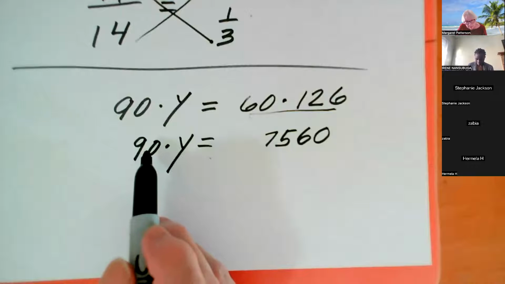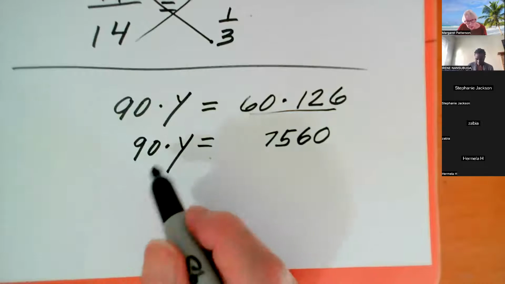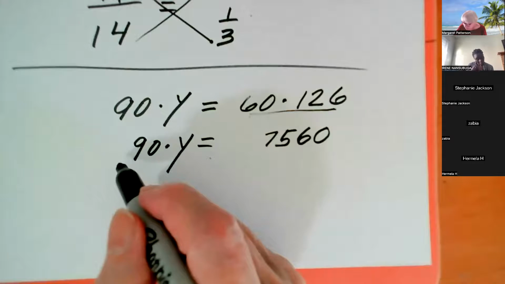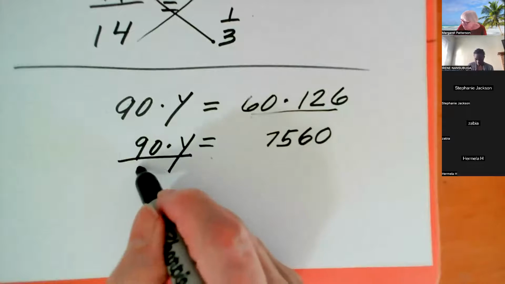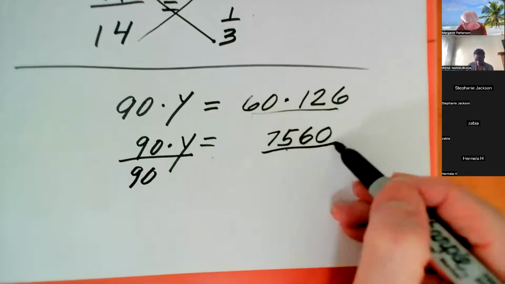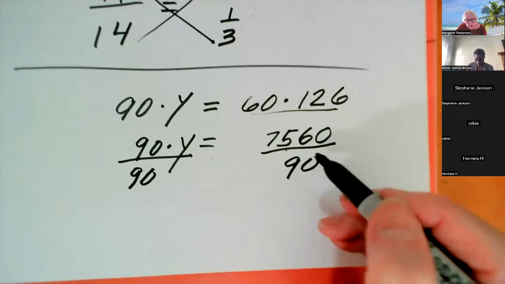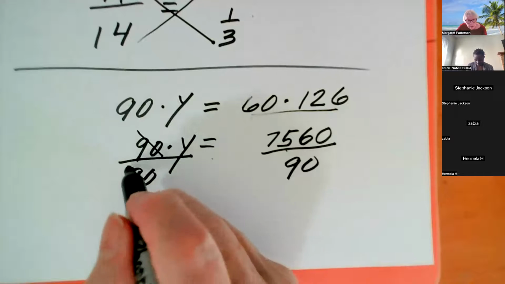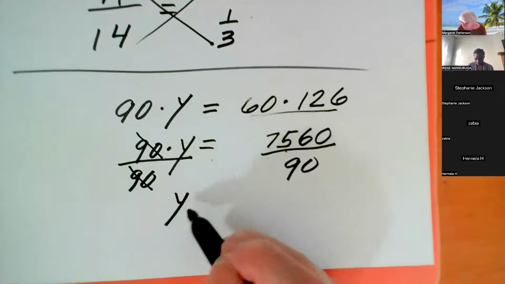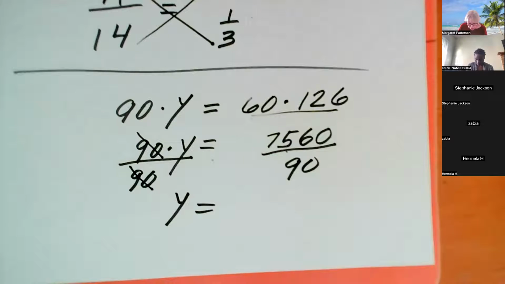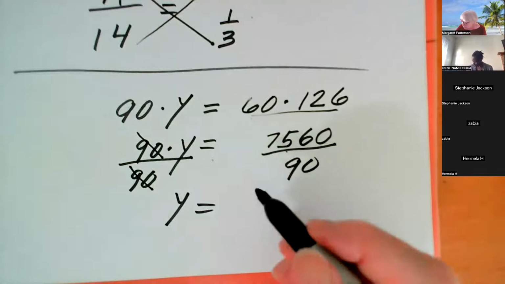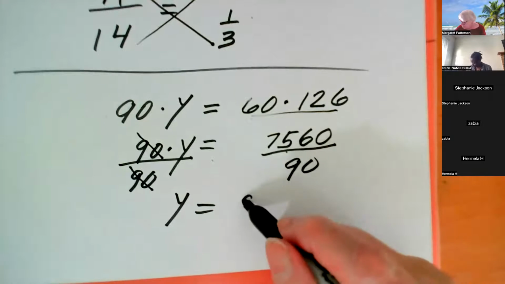We need to get rid of the 90, so divide by 90. What do we do to both sides? Divide by 90 and come over here and do the exact same thing. These two cancel and we're left with y equals, and I'm just going to put it in the calculator. The answer is 84.